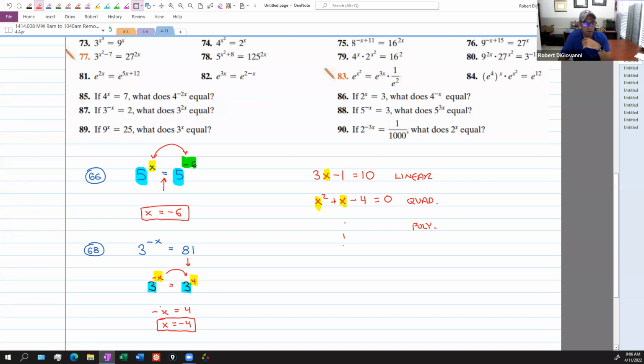Do y'all see the difference between those two? Right? You have to recognize that 81 is 3 to the 4th power, though.